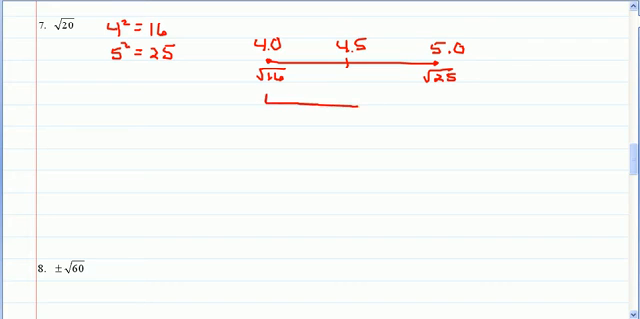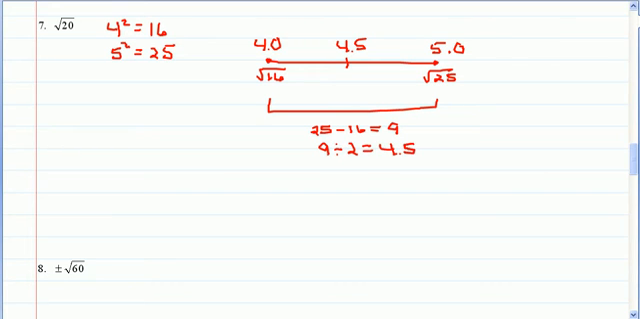And if I take the difference between 16 and 25, we get 9. 9 divided by 2 is 4.5. And then 16 plus 4.5 is 20.5. And this is how we get the square root in the middle.